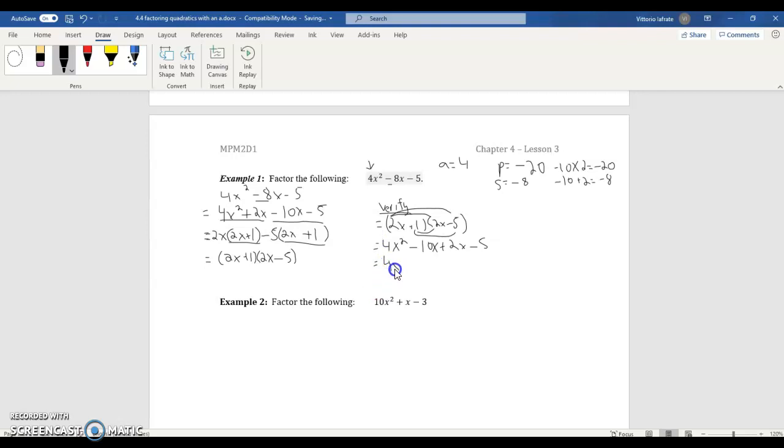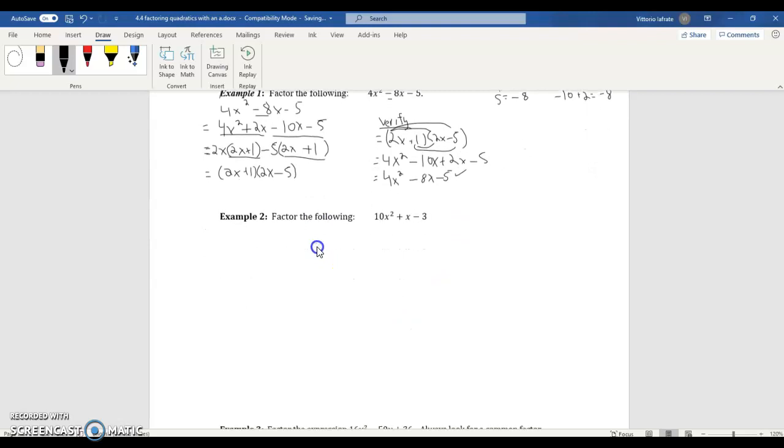We get 4x squared. Minus 10x plus 2x is minus 8x. And then minus 5. So we get back to the same standard form, which means that we factored correctly. We're going to start example 2, doing a similar process. We're going to try decomposition to see if it will work out.